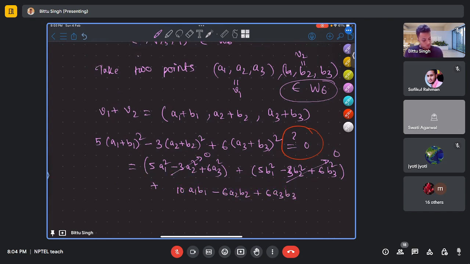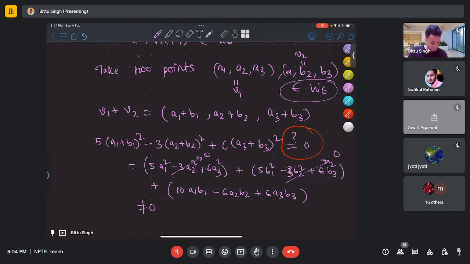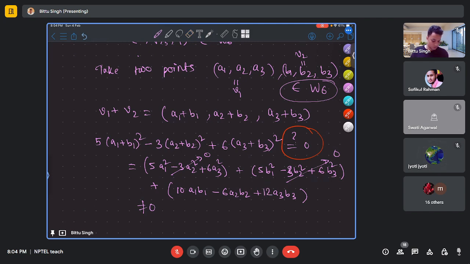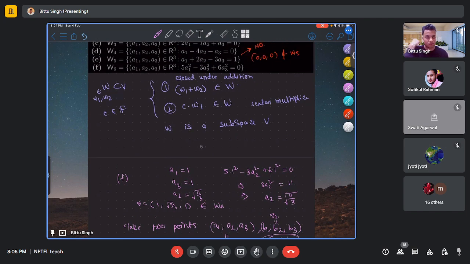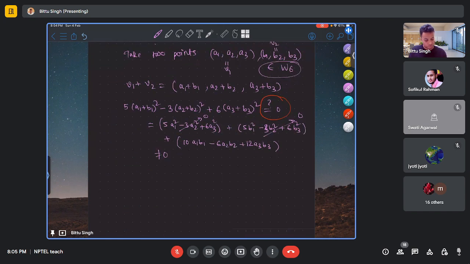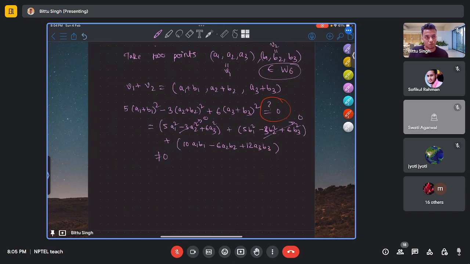The problem is this may not be 0 always. This 12a3b3, yes, it will be 12, may not be 0 for all those points in W6. This is the main thing. But you need to check that for all points in W6, this condition is not satisfied. You cannot say from this alone that it will not be true.